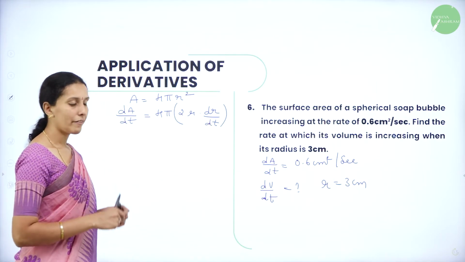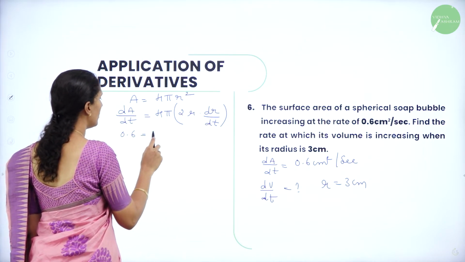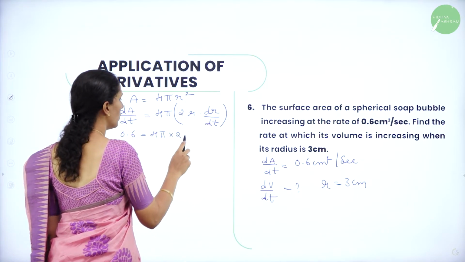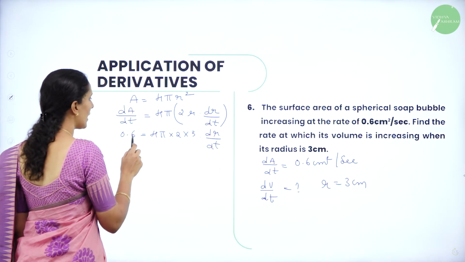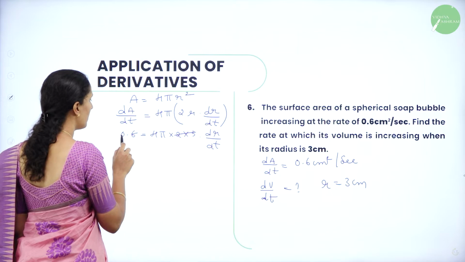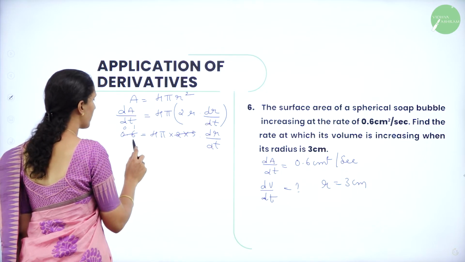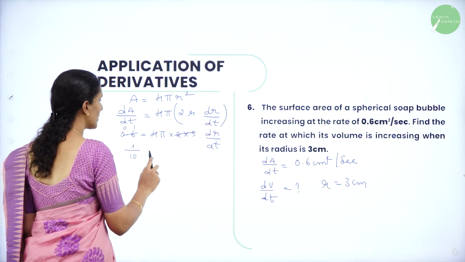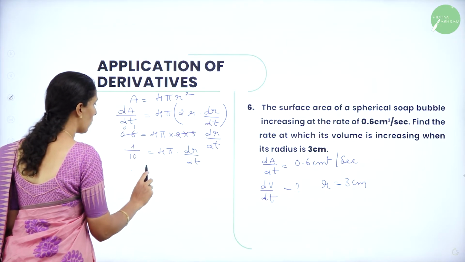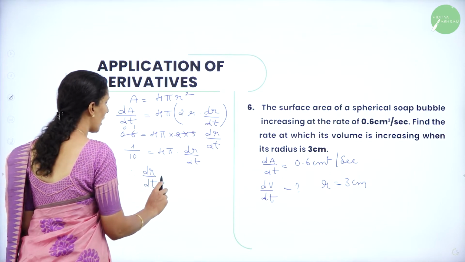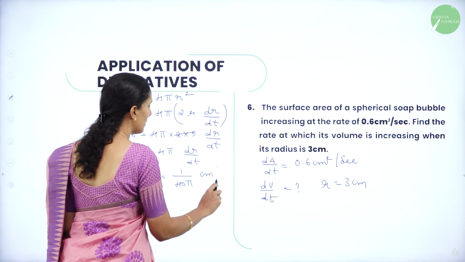Now radius is given as 3 centimeter. Change in area is given as 0.6 centimeter. 4 pi into 2 into 3 into dr by dt. So we can cancel this as 2 3s are 6 one time and this is 0.1 times, or we can write this as 1 by 10. So this I'll write as 1 by 10 is equal to 4 pi into dr by dt. So therefore dr by dt can be written as 1 divided by 40 pi centimeter per second.